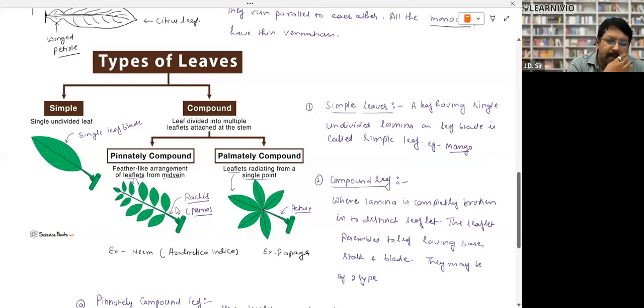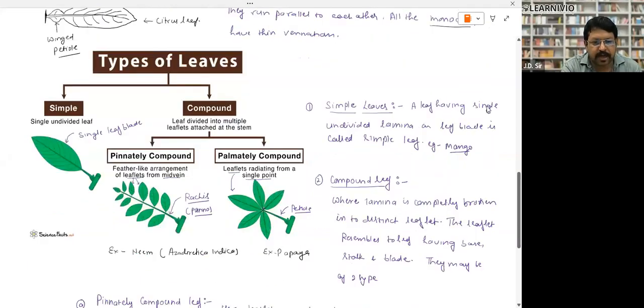In pinnately compound leaf, there is a feather-like arrangement of leaflets. These small leaves are called leaflets, right? They are arranged on a single rachis. This is called rachis or pinna. On both sides of the rachis there are small leaves. Then there is a palmately compound leaf. In palmately compound leaf, all the leaflets arise from a single point, radiating out from the petiole.